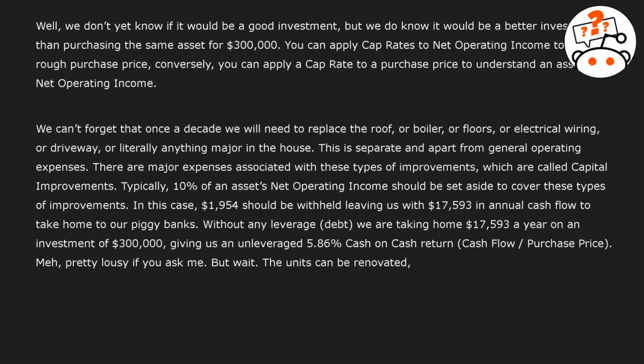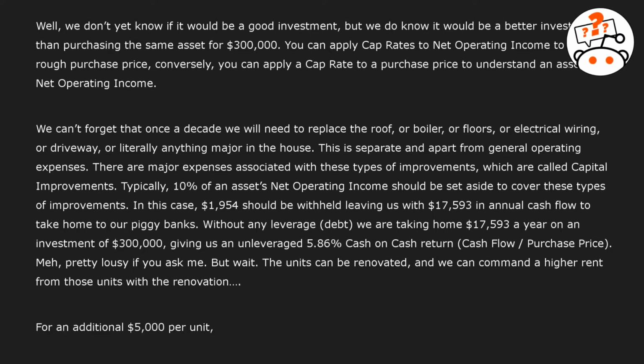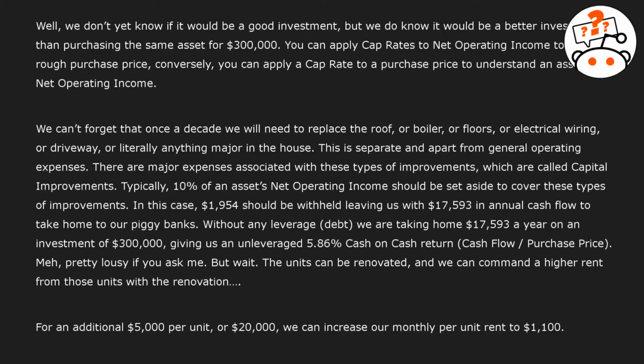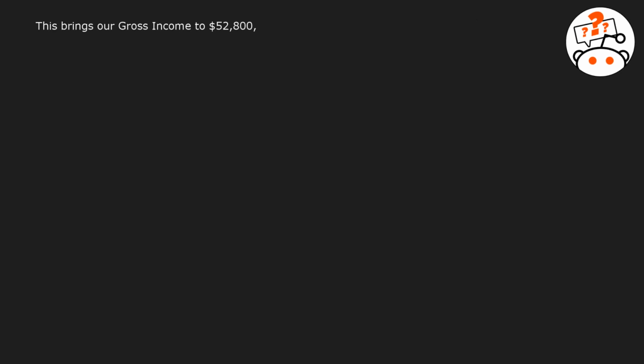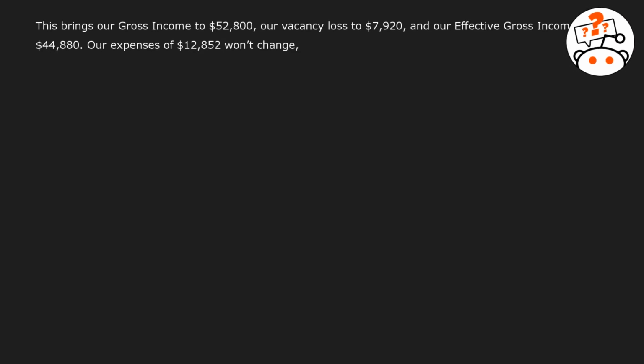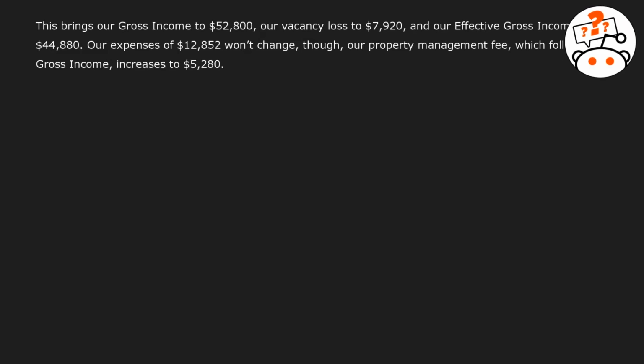But wait. The units can be renovated, and we can command a higher rent from those units with the renovation. For an additional $5,000 per unit, or $20,000, we can increase our monthly per unit rent to $1,100. This brings our gross income to $52,800, our vacancy loss to $7,920, and our effective gross income to $44,880. Our expenses of $12,852 won't change, though. Our property management fee, which follows gross income, increases to $5,280.